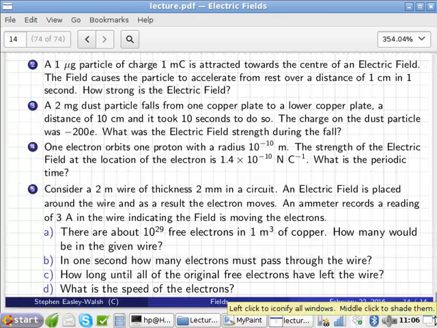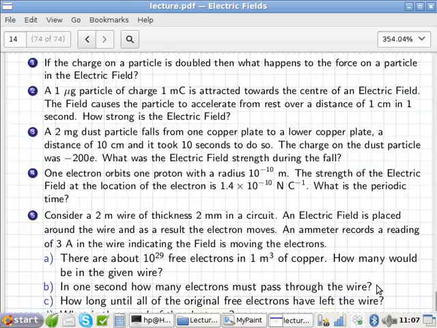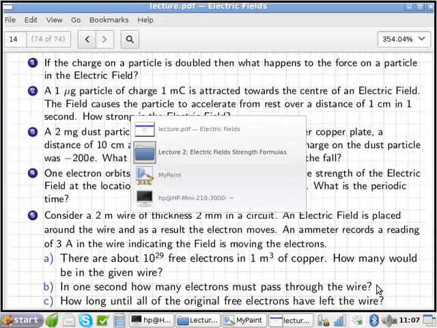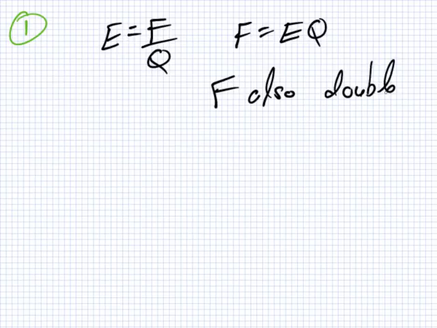Alright, first question was: if the charge on a particle is doubled, then what happens to the force? The force doubles. Because you have E equals F over Q, so F equals EQ. If the Q is multiplied by 2, then the F is multiplied by 2 as well. So the F also doubles.